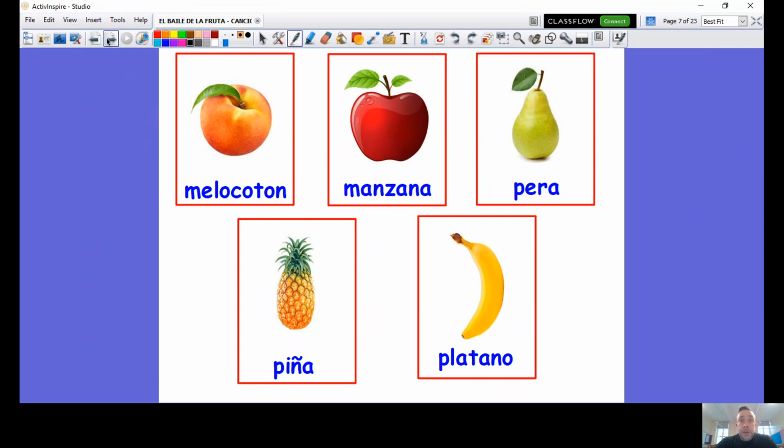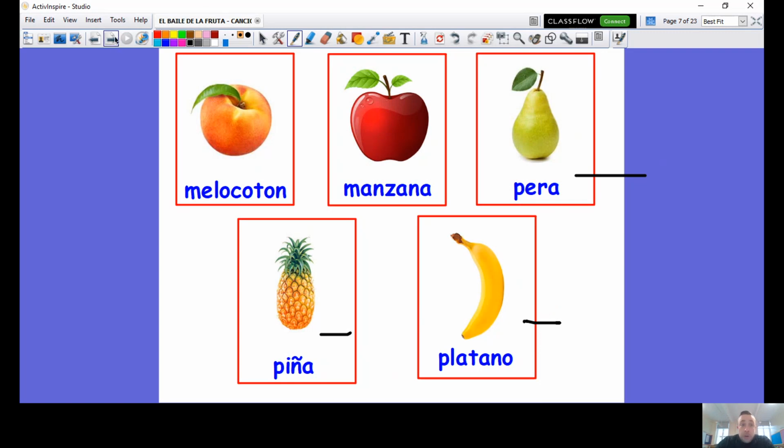With our melocotón, we have Nacho. He takes the melocotón and very quickly goes, melocotón. Try that one more time. Melocotón. Muy bien. And with the manzana, the apple, he takes the apple and he goes, manzana. Try again. Manzana. Muy bien. And with our pear, our pera, we get to stick out our little bellies and we go, pera. One more time. Pera. And then our piña, our pineapple's the silly one, we get to stick out our bums and we go, piña. Again, piña. And then our banana, quite serious, take the shape of a banana, and we go, plátano. One more time, plátano. Muy bien.